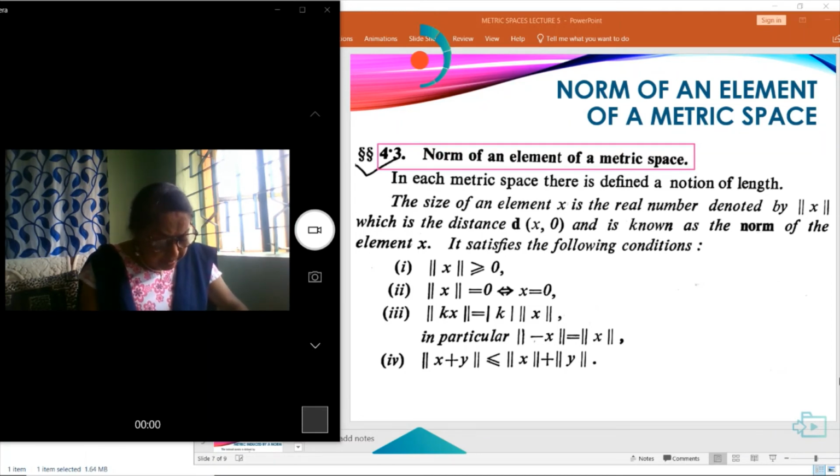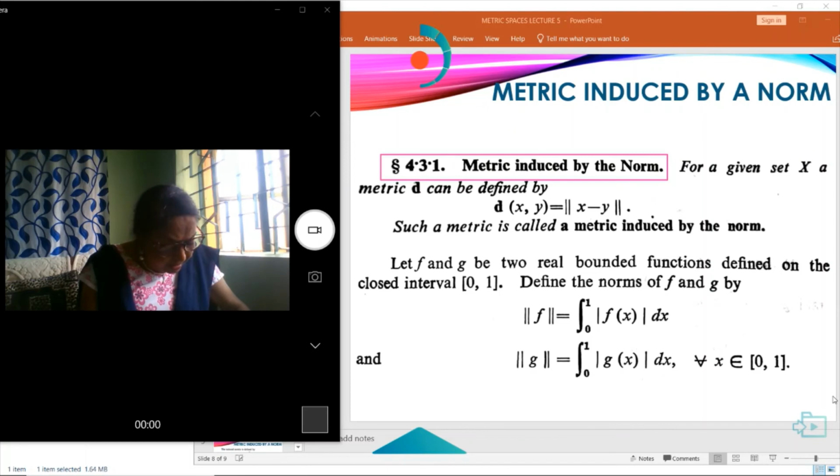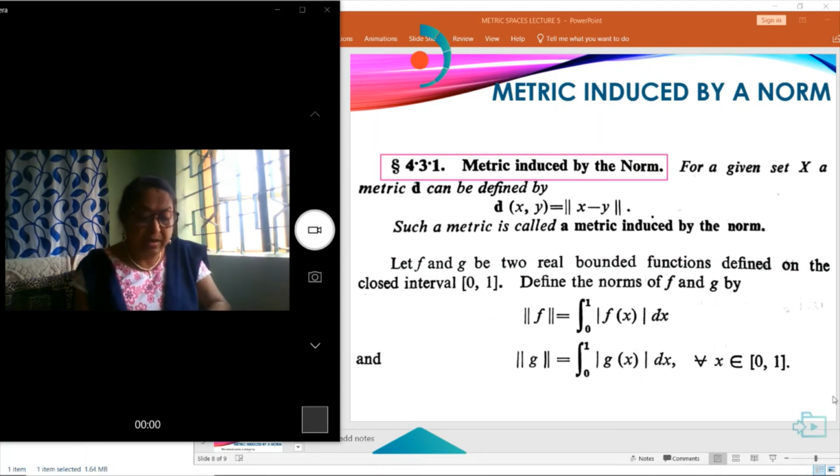Now, the metric induced by the norm: for a given set X, a metric d can be defined as d(x, y) equal to norm of x minus y. Such a metric is called a metric induced by the norm.